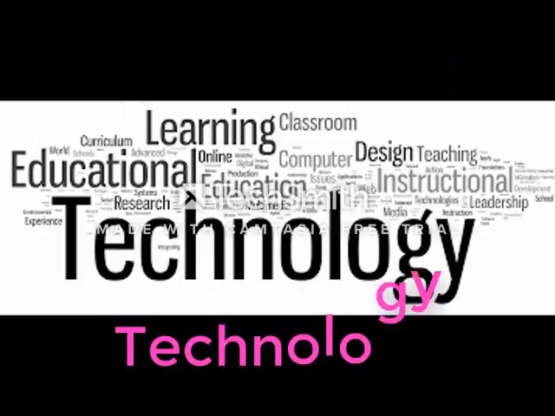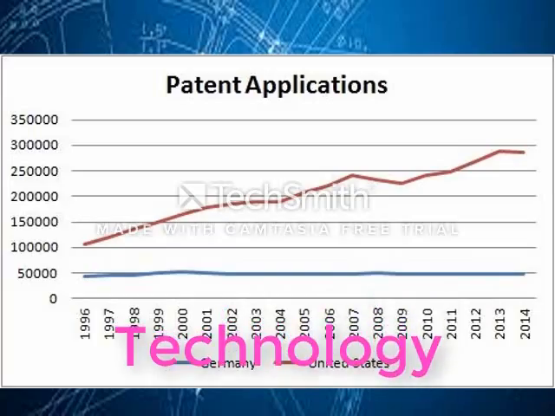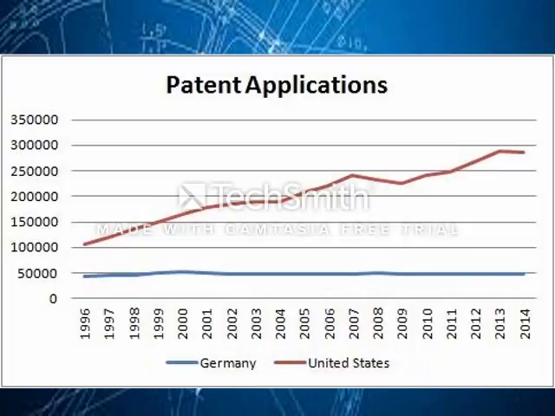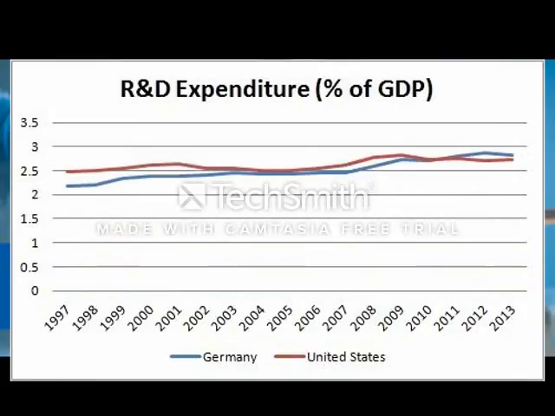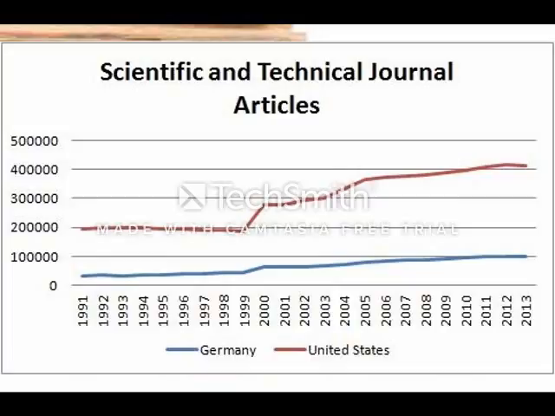Let's take a look at Germany's technology. The United States has more than 6 times the number of patent applications than Germany. A look at research and development shows a much different tale. Germany clearly exceeds the United States on this, and no other country in Europe has invested as much in research and development as Germany. Our final technological aspect is scientific and technical journal articles. The United States has 4 times as many articles as Germany.